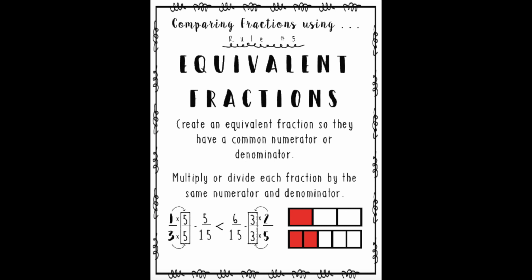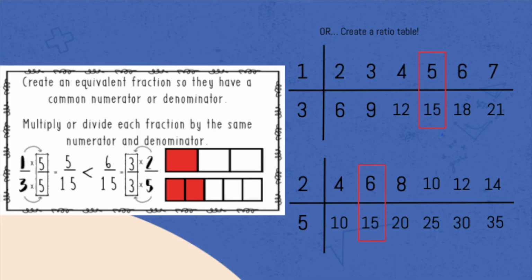Looking at 2/5, I know 5 times 3 would give me 15. 2 times 3 would give me 6. So now I am comparing 5/15 to 6/15. Or students can create a ratio table, which in my opinion is an easier strategy to create equivalent fractions.